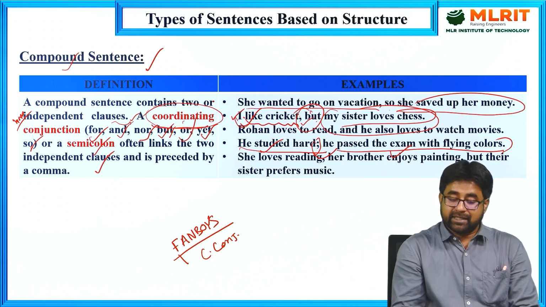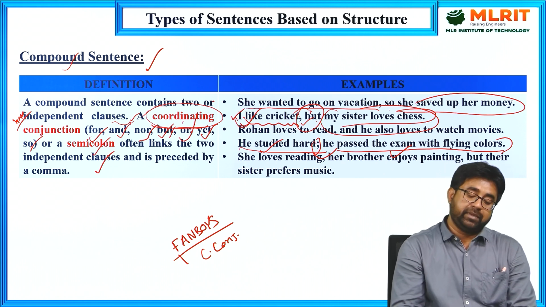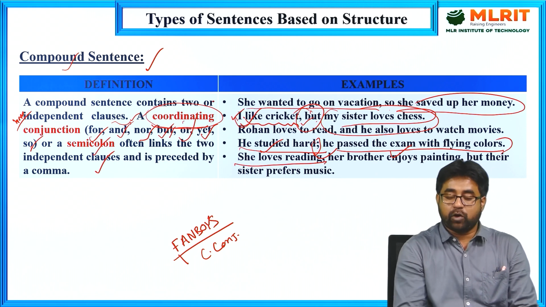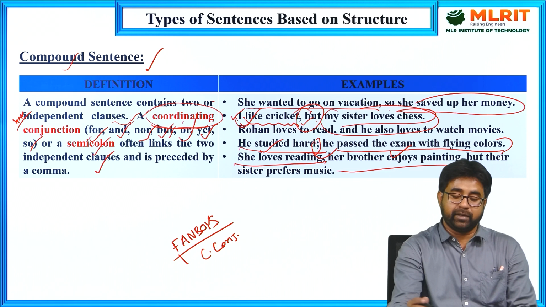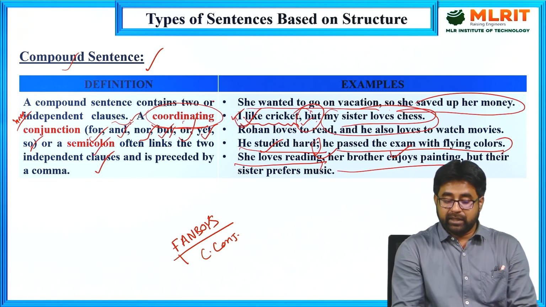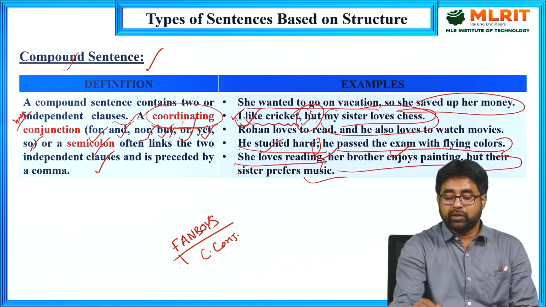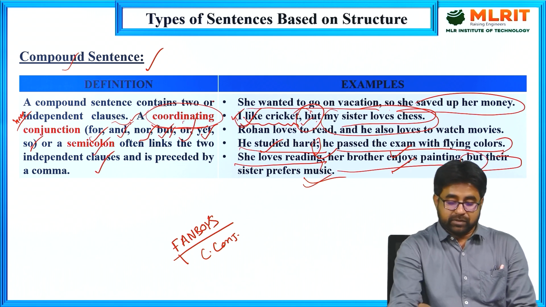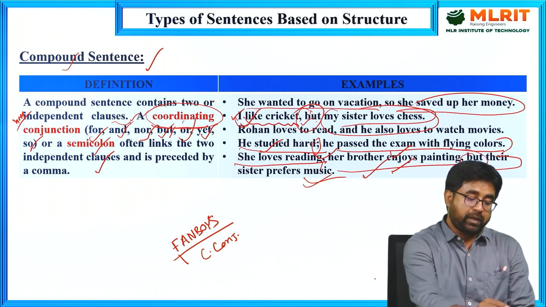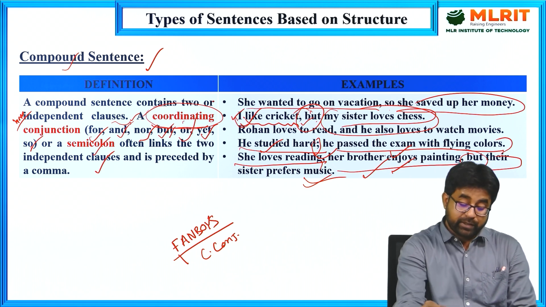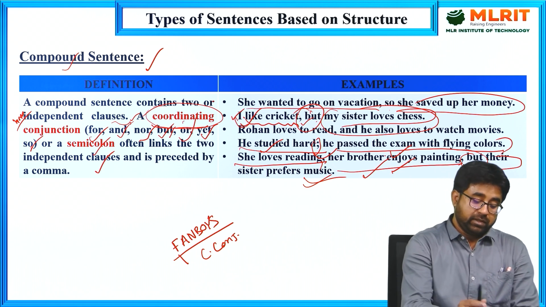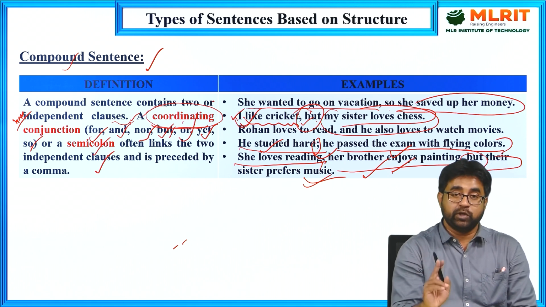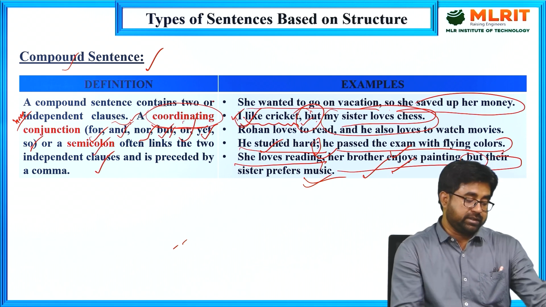You can see why I said minimum two independent clauses, because sometimes there might be more than two independent clauses in a compound sentence. You can see here: she loves reading, comma, her brother enjoys painting. Two independent clauses. Now I am putting a comma in between them, and then I am joining this independent clause and this independent clause by using but. So this is also an example of a compound sentence with more than two independent clauses. Fine, so I hope this is clear. A simple sentence was one single independent clause. What is a compound sentence? Minimum two independent clauses.